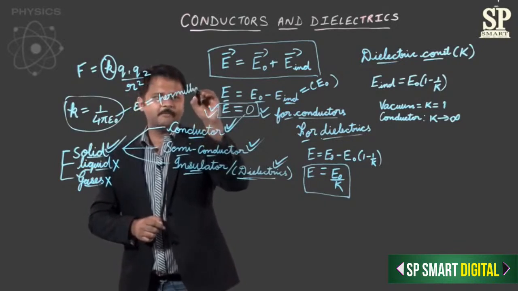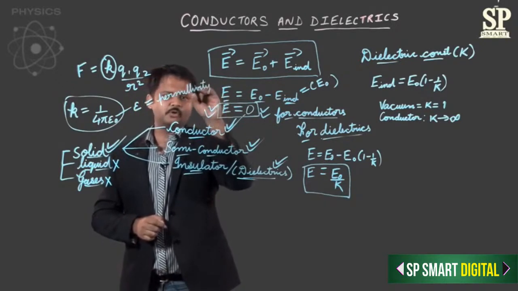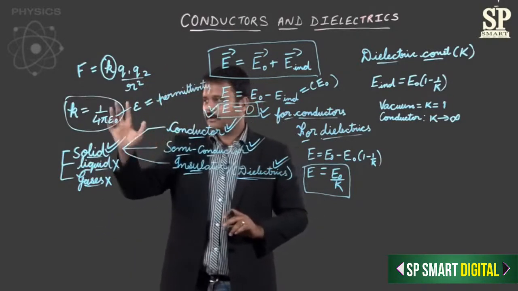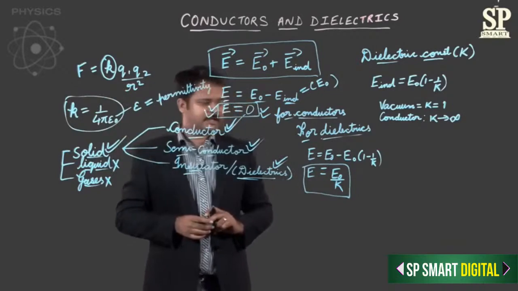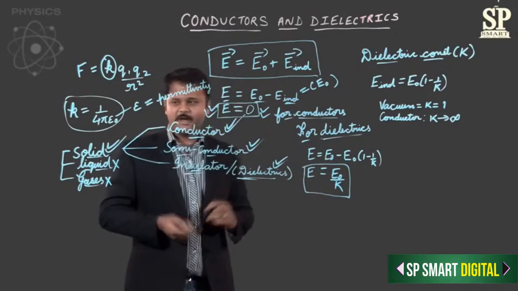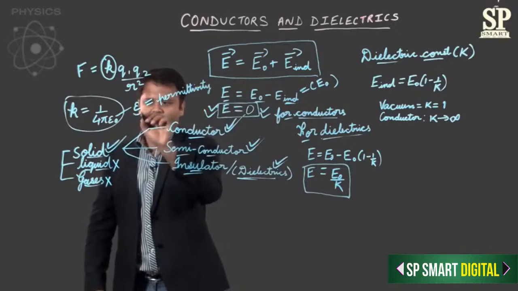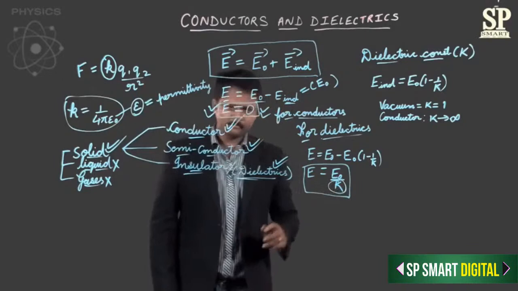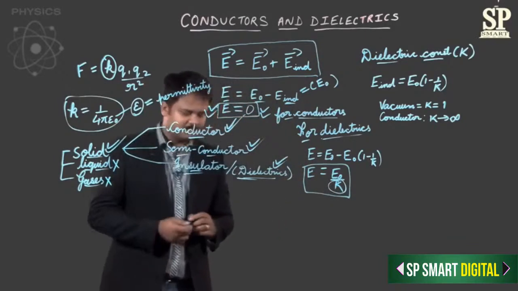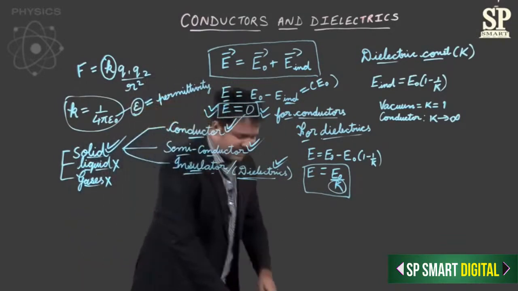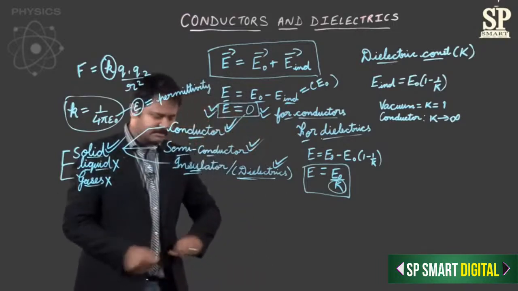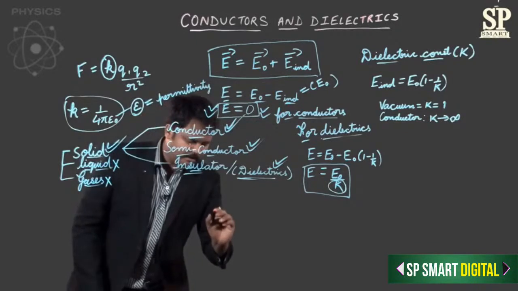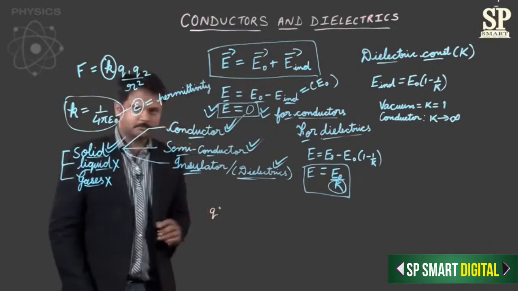I think it will be worthwhile to do this little exercise wherein we equate the electric field taking this particular form of equation and taking this equation, and then try to find out the relation between E and K. Let's do this small exercise. So in this exercise, let's assume we have a point charge with us.